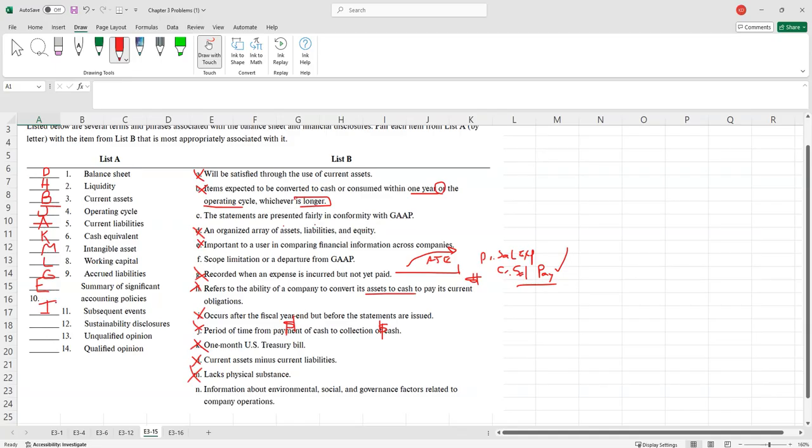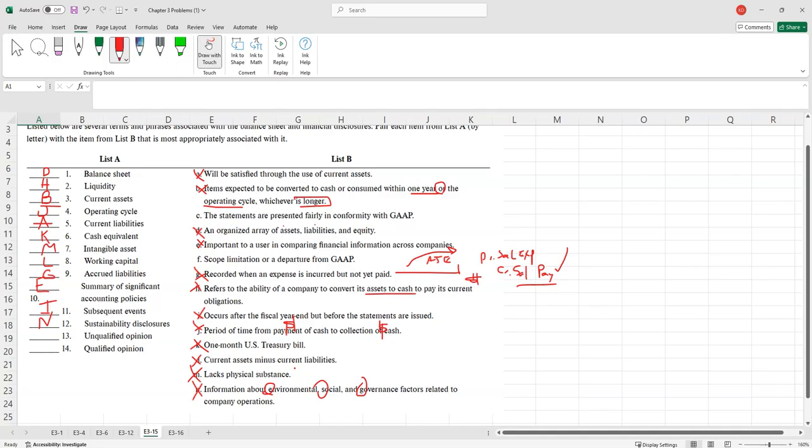How about 12, sustainability disclosures? That will be N, right? Basically ESG, right? Environmental, social, and governance items. These are increasingly becoming a bigger deal in accounting.